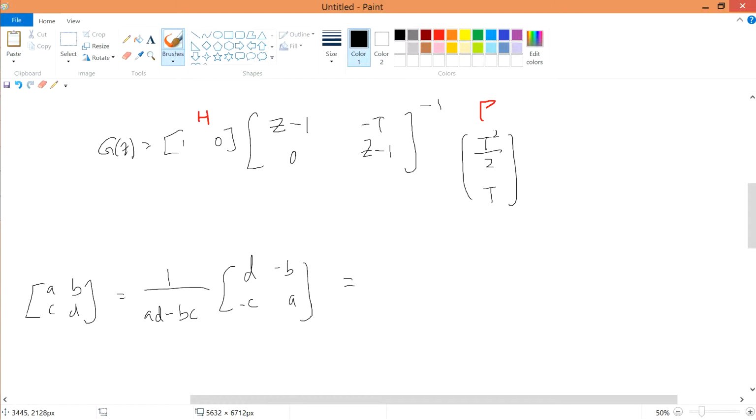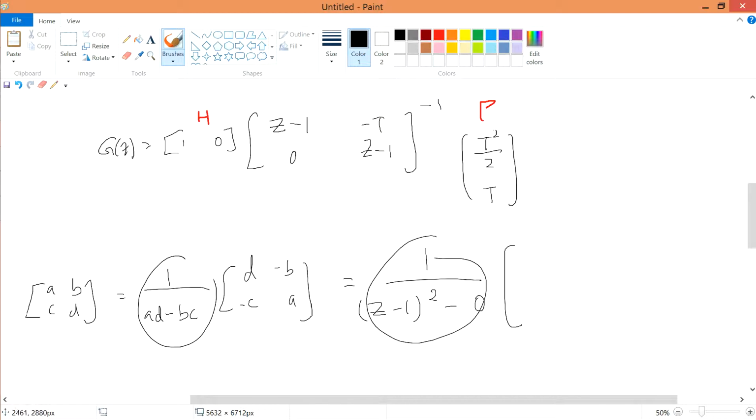So in this case, I will have 1 over (Z minus 1) times (Z minus 1), which is (Z minus 1) squared, minus Z times minus 0 times minus T, which is actually 0. So this portion over here is similar to this thing, or this thing over here is just this one. Let's continue. My D, which I read as Z minus 1, I'll just rewrite as Z minus 1. This at first is A, I'll just write as Z minus 1.